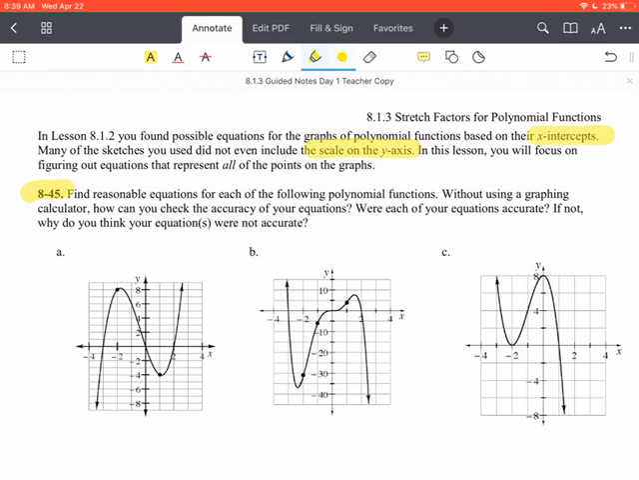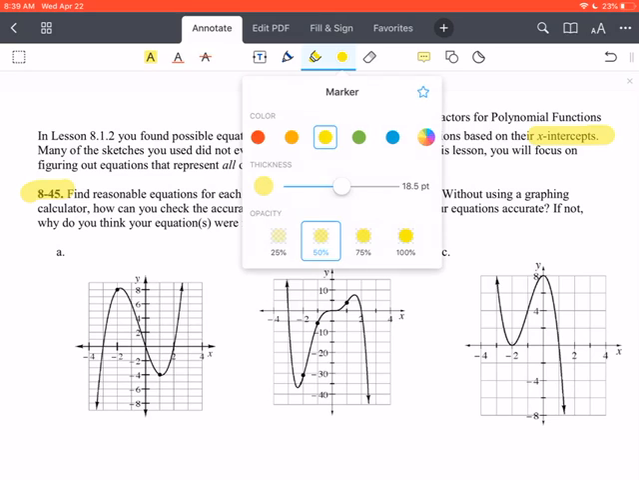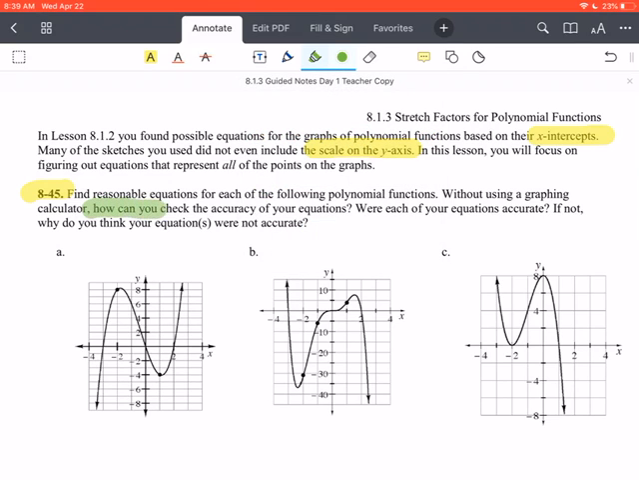Then the key idea of today's notes is, without using a graphing calculator, how can we check the accuracy of our equations? And then we're going to evaluate, were the equations correct? If not, is there something that you can do to correct them? Okay, so just a little bit of review from last week.